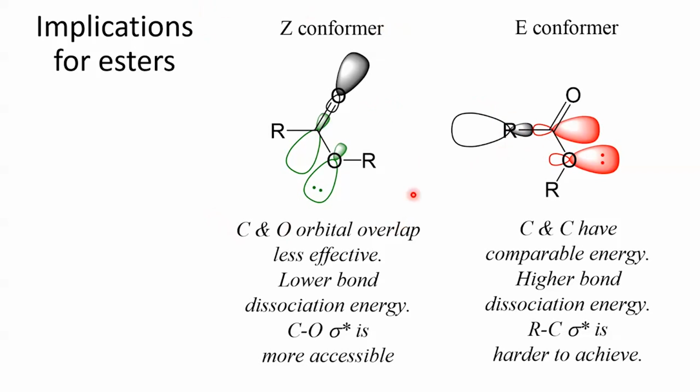So the fact that the Z conformer is lower in energy comes down to the fact that this antibonding orbital is more likely to occur than this antibonding orbital. And that guides the lone pair of the oxygen into this position, creating this Z conformation shown here. Because this carbon-carbon antibonding orbital is less inclined to occur, the oxygen lone pair is less influenced by it, meaning you're less inclined to see this E conformer.